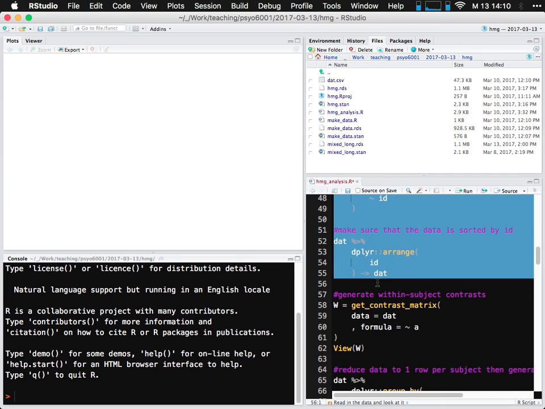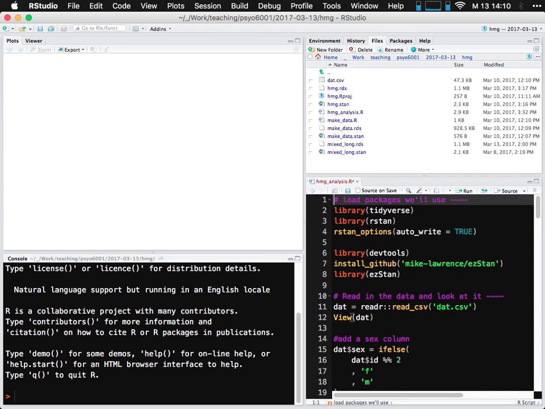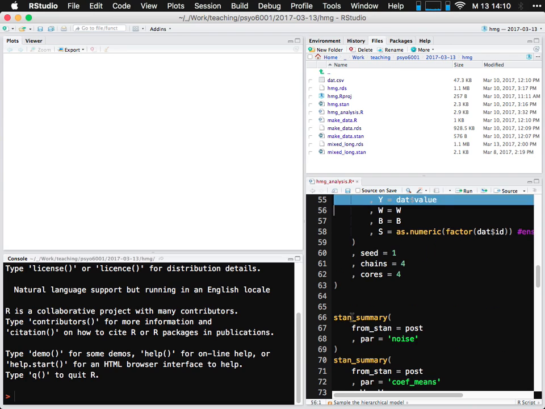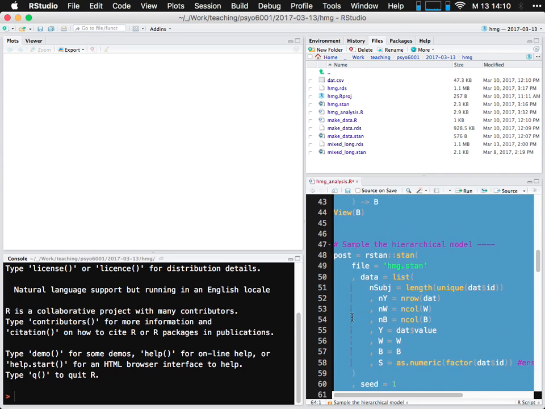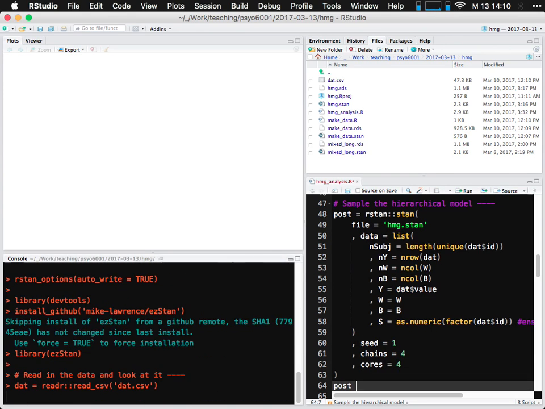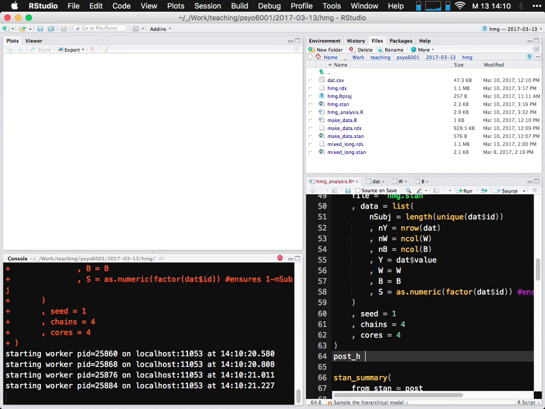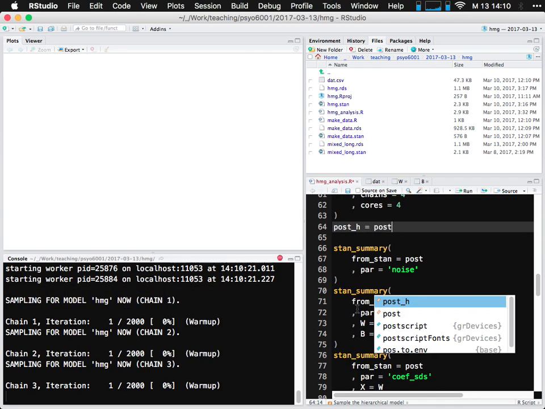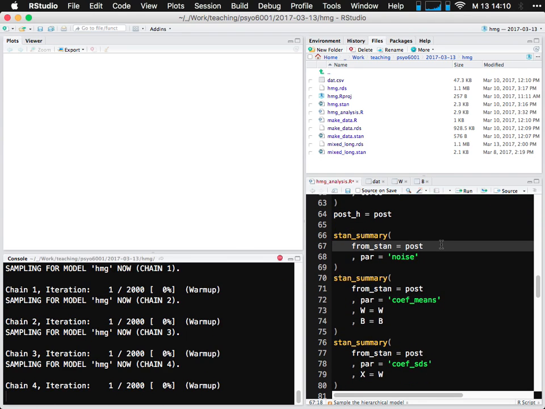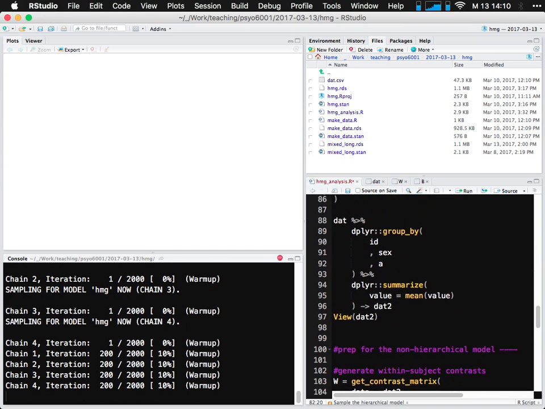Go to the visualization stuff. It's just redundant from the other day. Would you save as something else though? Yeah, I'll run it at post h equals post. That'll work. All right, and that creates stat 2.